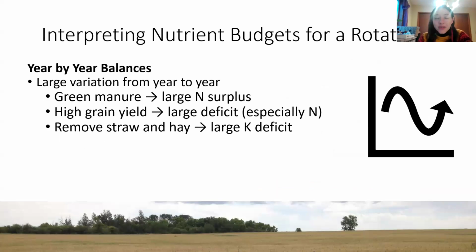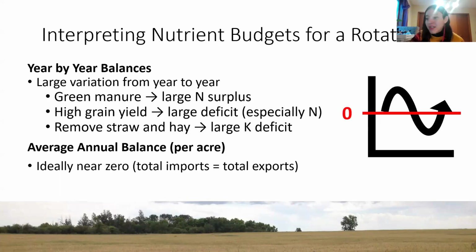The other ifs, ands, or buts, the caveats to this, is interpreting your budget for your rotation. Green manure, we might have a large nitrogen surplus. We can get a high grain yield, and it's a large deficit. So we go, yes, we have a great wheat crop. We get a lot of money. We also export a lot of nutrients. Removing straw and K, we get a large potassium deficit and especially a large phosphorus deficit anytime we're getting rid of biomass or plant matter.